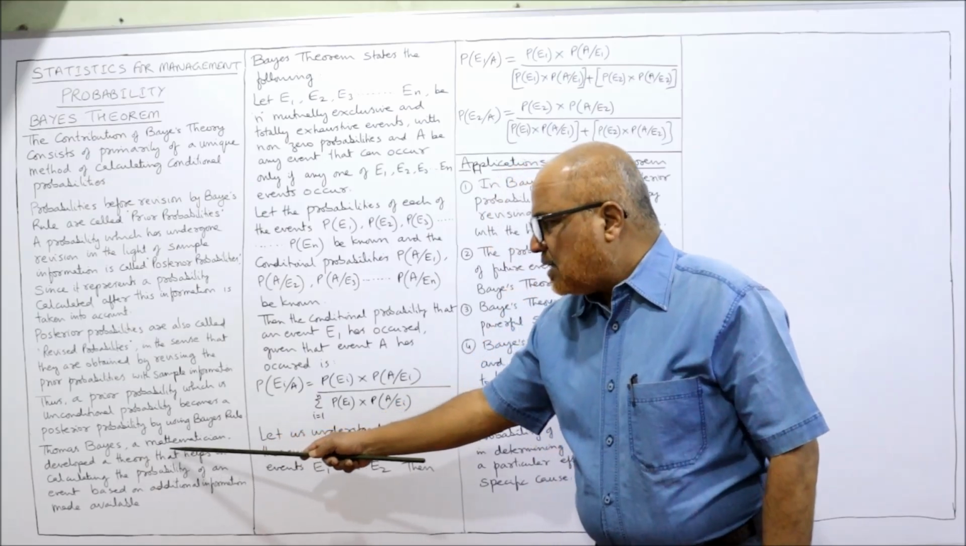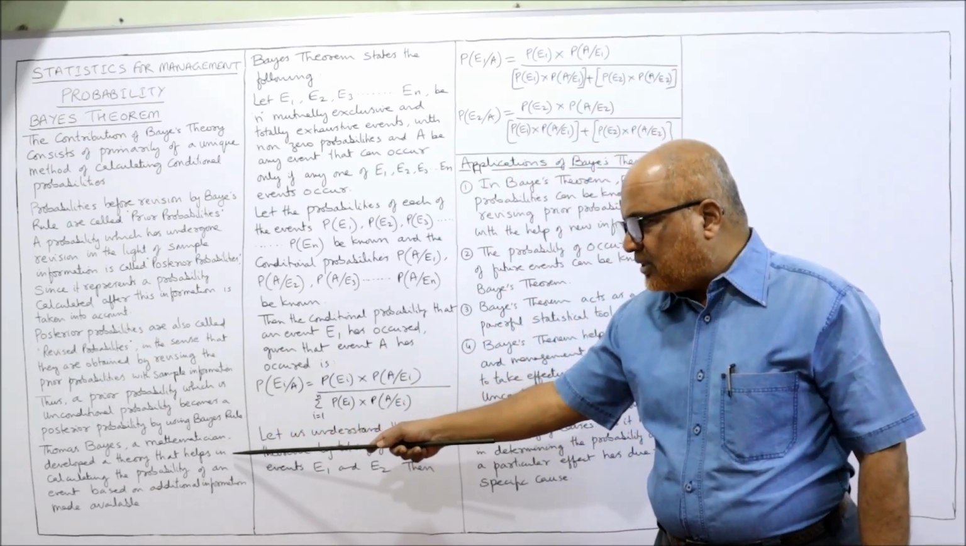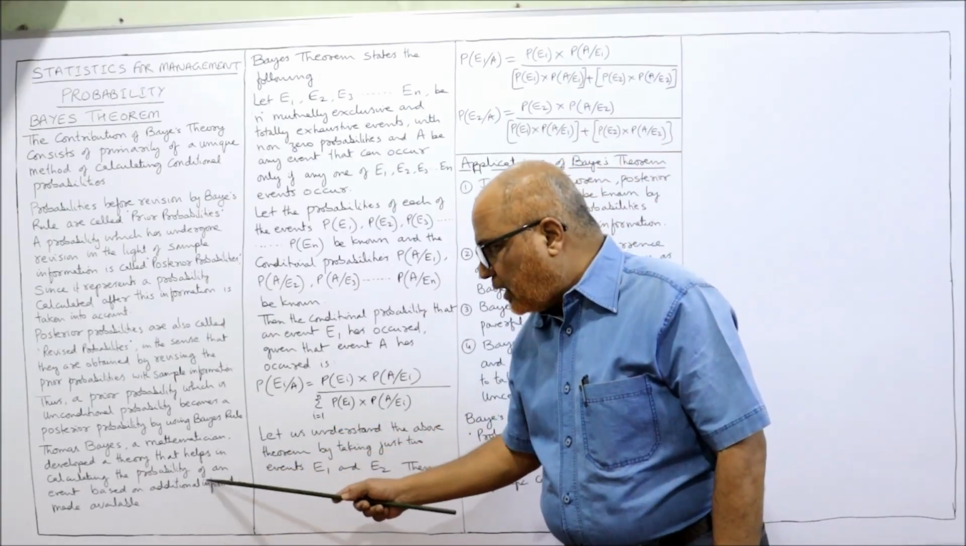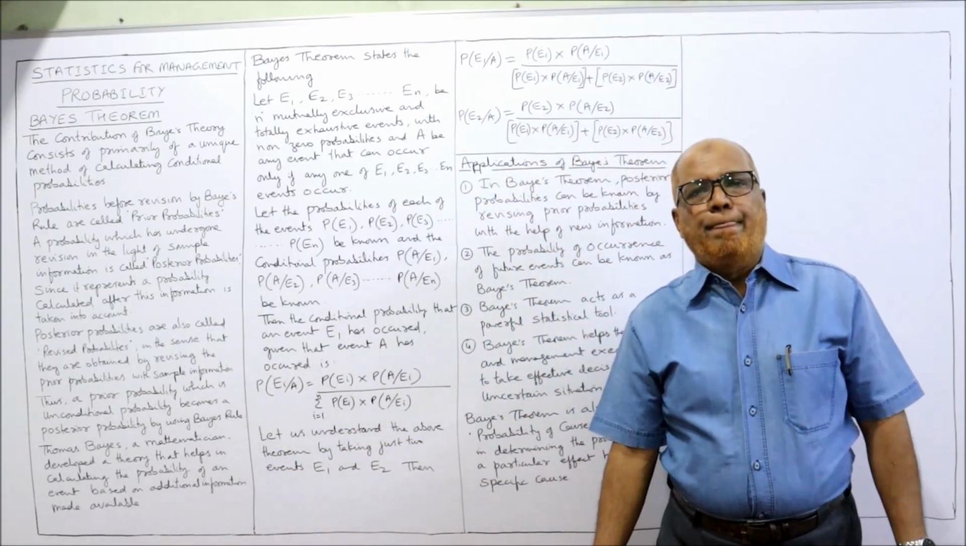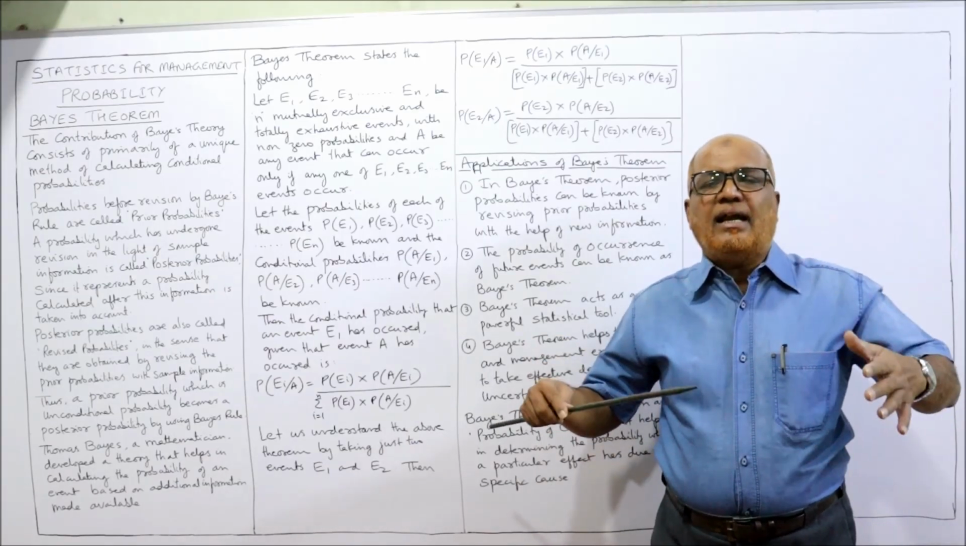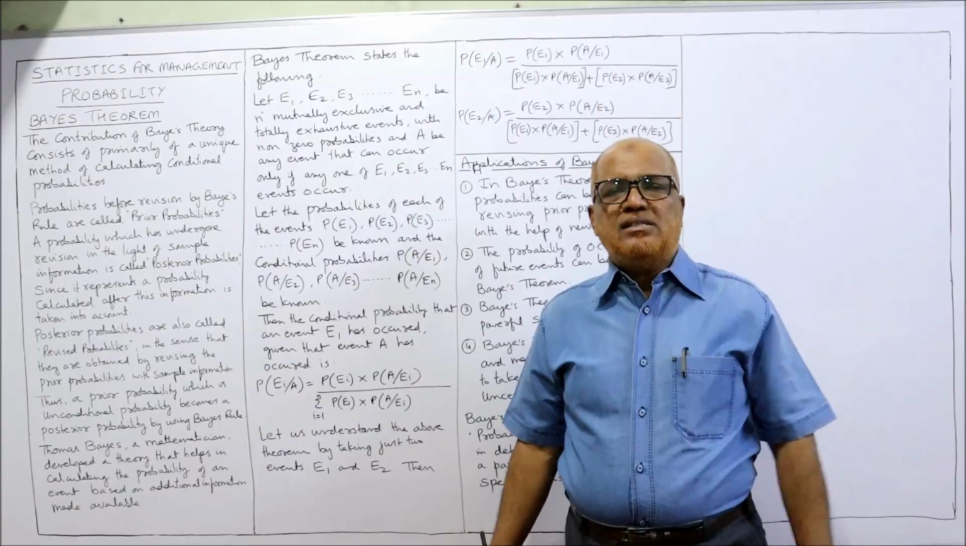Thomas Bayes, a mathematician, developed a theory that helps in calculating the probability of an event based on additional information made available. So whatever additional information is available, using that additional information, we are revising the probability.